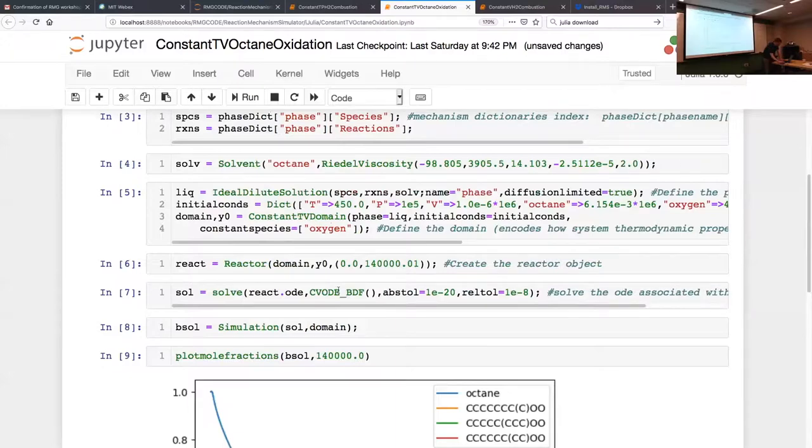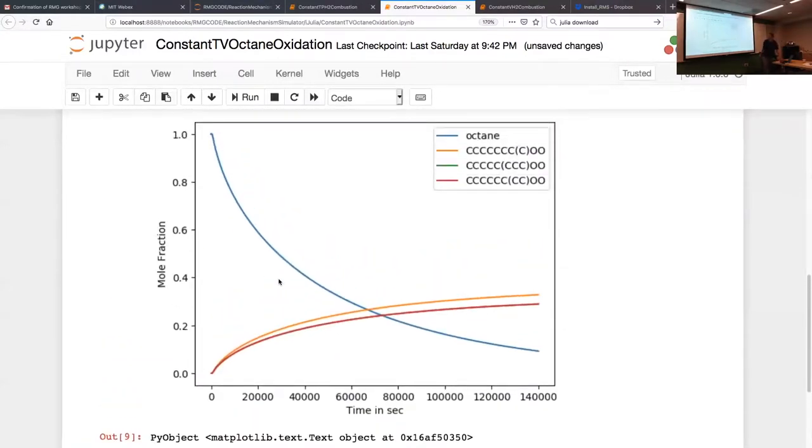And here we can see that we have our octane, and that it's breaking down into these oxygenates. It's making radicals, adding an O2, and then that O2 takes a hydrogen. At least so far, that is the dominant product of this simulation.